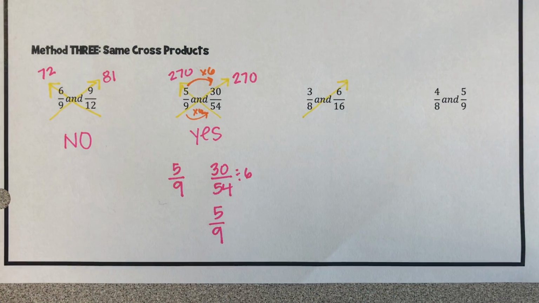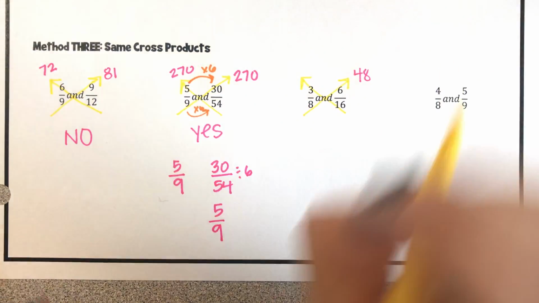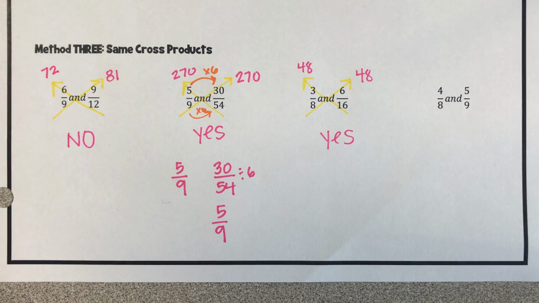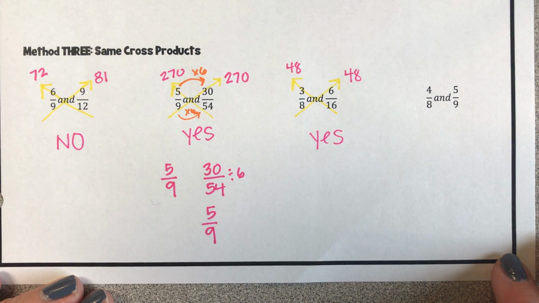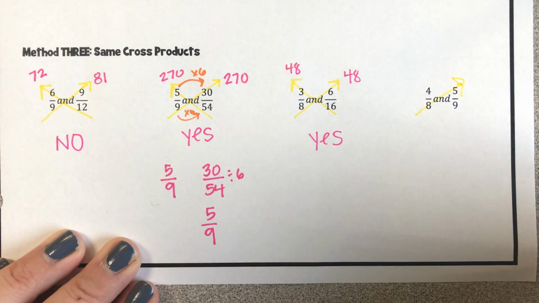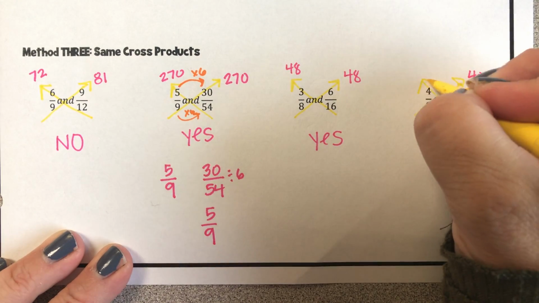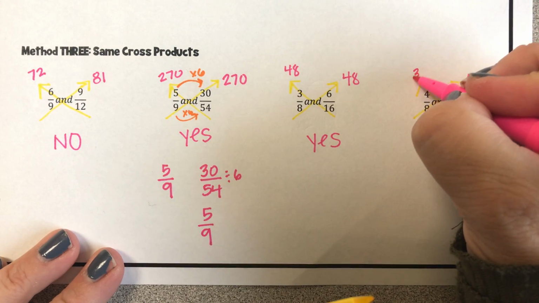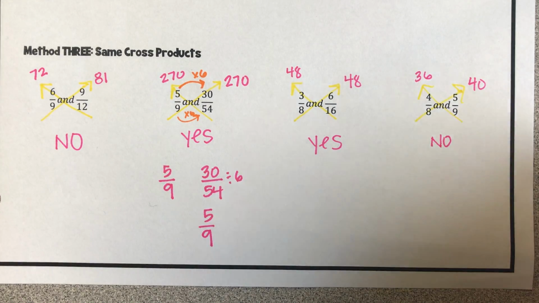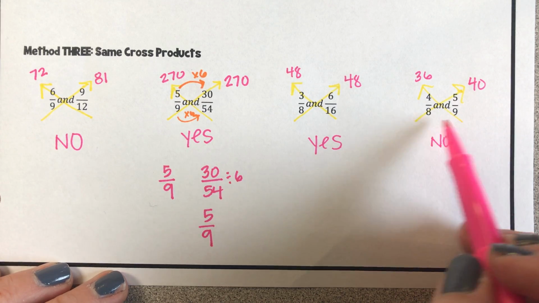Okay, 6 times 8 is 48. And then 16 times 3, that's also 48. So those two fractions would form a proportion. Okay, and then this last one, 8 times 5 is 40. And 9 times 4 is 36. Those do not form a proportion, so the answer would be no. And you could probably look at this and know, well, if I simplified this, it's 1 over 2. Those are not the same simplest form.